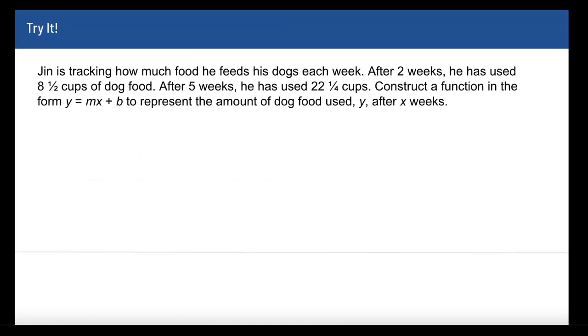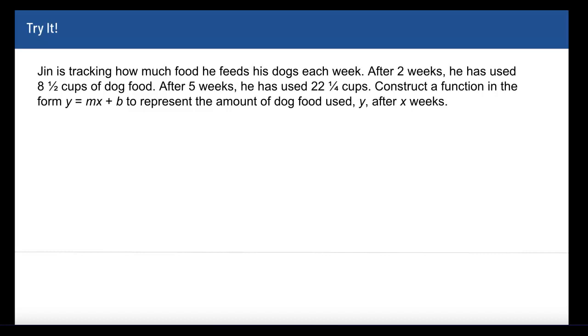Here's one final problem for you to try. Jin is tracking how much food he needs to feed his dog each week. After 2 weeks, he has used 8.5 cups of dog food. After 5 weeks, he has used 22.25 cups. Construct a function in the form of y equals mx plus b to represent the amount of dog food used, y, after x weeks.